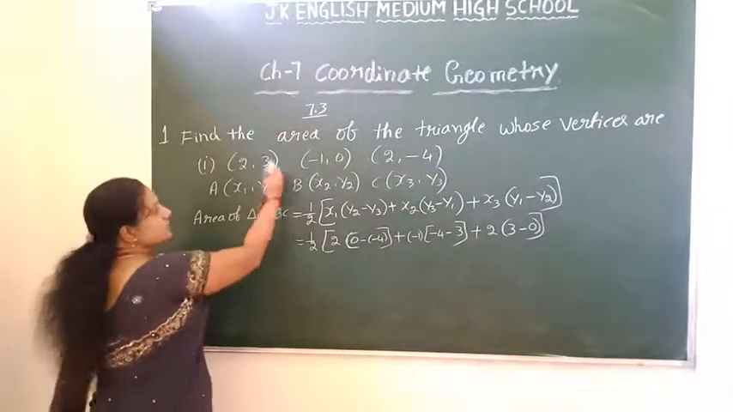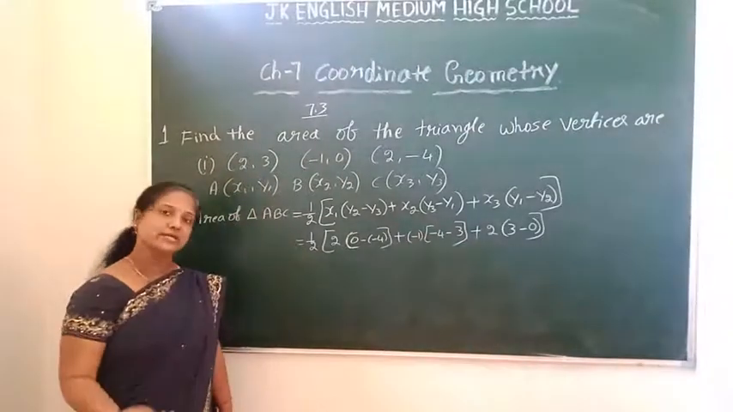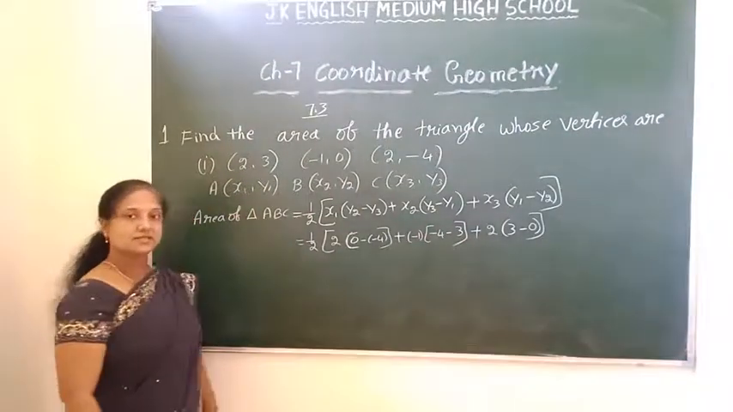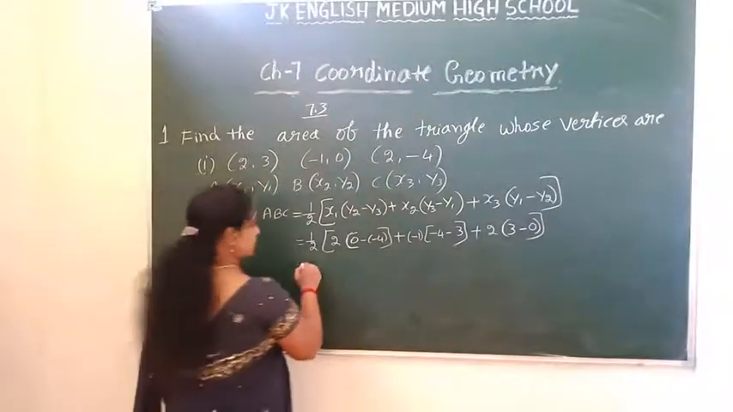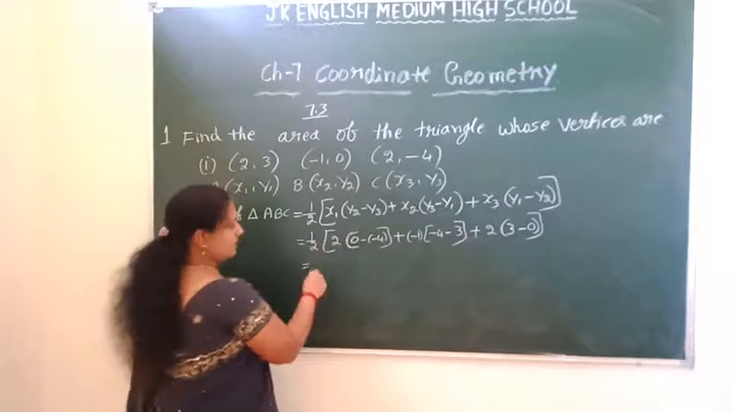Here only write which one is x1, y1 and x2, y2 and x3, y3. Then it becomes very easy in this formula to substitute and simplify. Now I am going to simplify this one. I just substituted, now I am going to simplify.